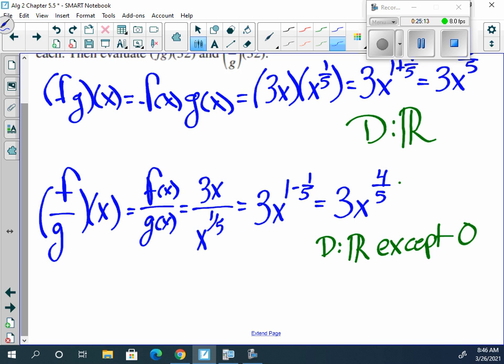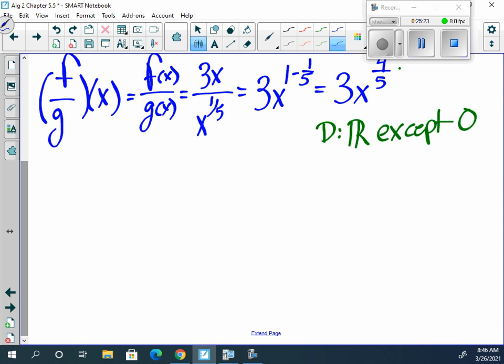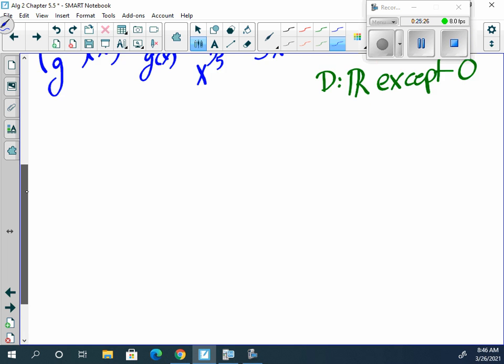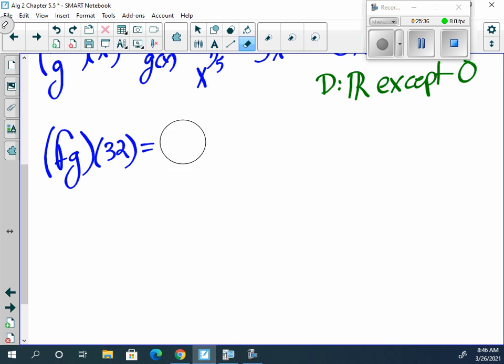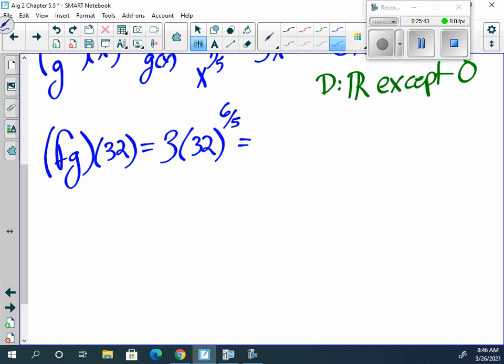Any questions on these here? Well, last but not least, we're plugging in 32. We'd have f times g of 32, which is 3 times 32 to the 6 fifths, which would be 3 times 64.